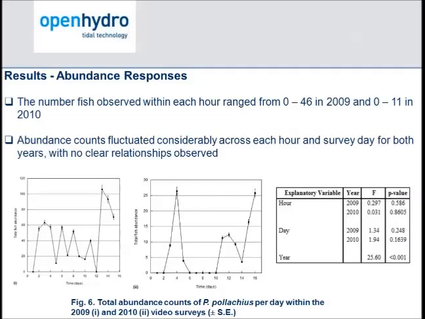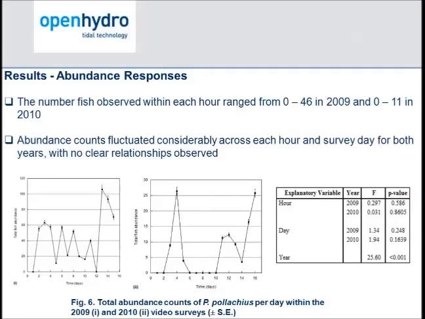The abundance response, so this is the number of fish that we saw year on year. During 2009, really the range in those photographic stills that we saw, given that you're looking over quite a restricted area at the face of the turbine, they did have a range from 0 to 46 in 2009 and 0 to 11 in 2010. So we were seeing significantly less abundance counts in 2010. But again, they fluctuated very much against each hour, and the survey data for both years, no clear observation was observed.